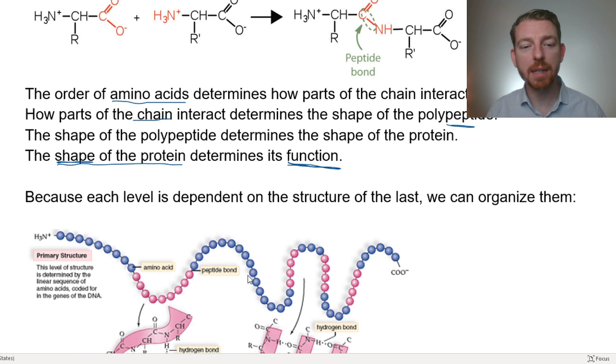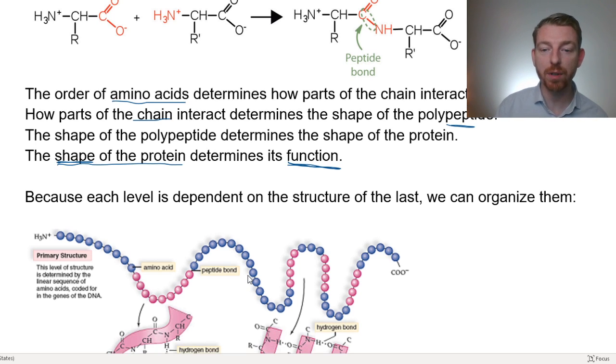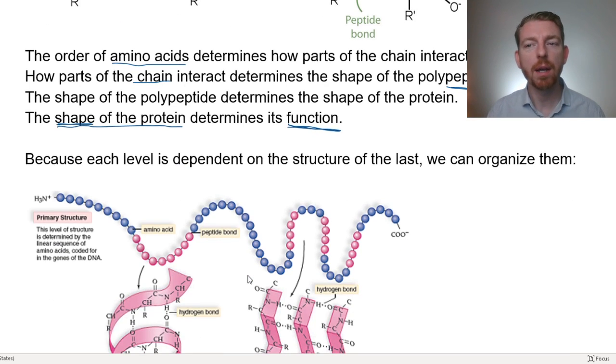Okay, and because each level of structure is dependent on the lower order of structure, we organize them according to that. So we also talk about the order of amino acids in the longer protein chain as the primary structure. So just which exactly protein we see in this order is going to determine the primary structure.